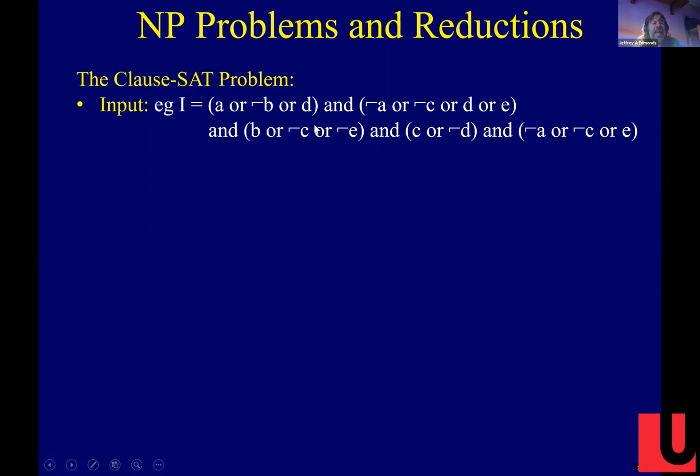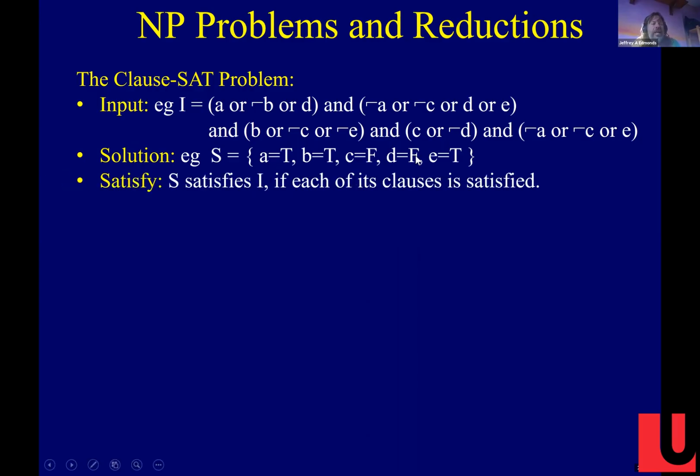The input is the and of clauses, and each clause is the or of literals, and each literal is a variable or its negation. And a solution assigns a value to each variable. And when is it satisfiable? Right, it's satisfiable if each clause has a literal that satisfies it. And how does the literal satisfy it? Either the literal is not negated, right here the B is true, so it satisfies that. Well, here the D is false, so the not D satisfies that clause, right?